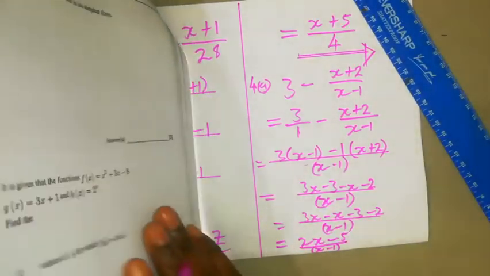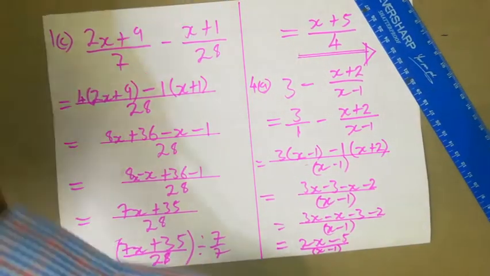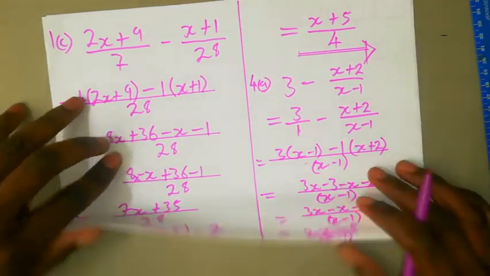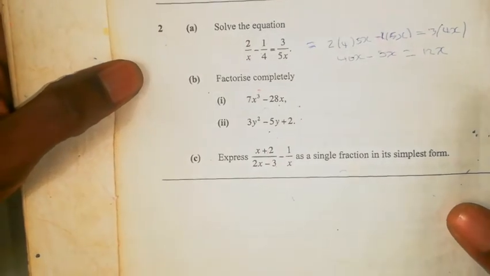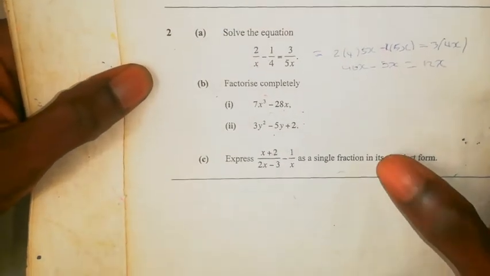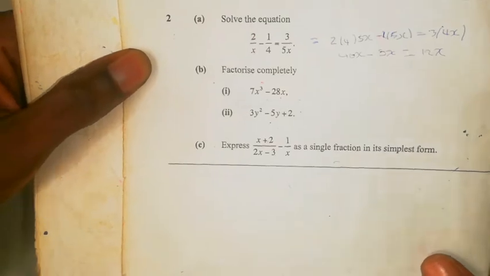Let me take you to the other question that I may consider here. Let me see amongst these question papers. Let's use 2014. This is November 2014, number 2C. Express this one as a single fraction. We're expressing as a single fraction.